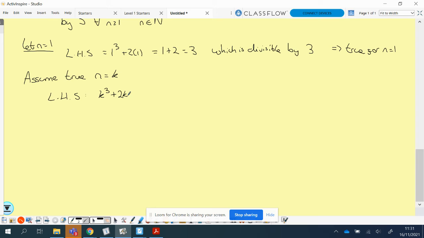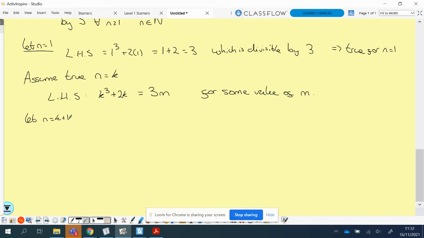Therefore, how we would write that: if it's divisible by 3, then it means it's 3 lots of something, and we're just going to have that as m for some value m. So if k cubed plus 2k equals some value m multiplied by 3, then it means it's divisible by 3. That's a way to write divisible by 3. Okay, so we'll now let n equals k plus 1.